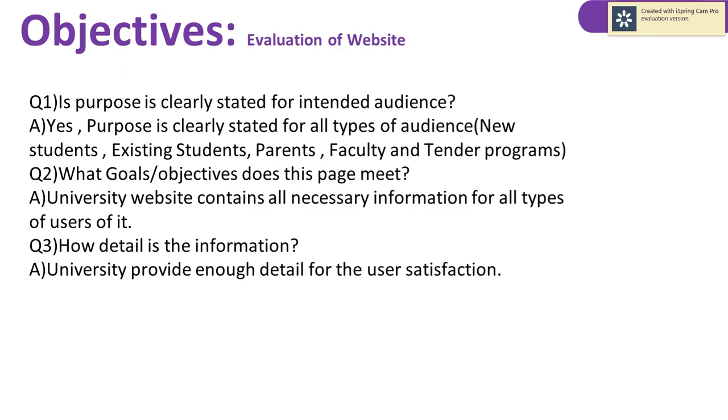The university website contains all necessary information for all types of users of it. And next we have the question, how detailed is the information? The university provides enough detail for user satisfaction, so that every user's need is easily met by the university interface, and he can get any kind of information that he wants.